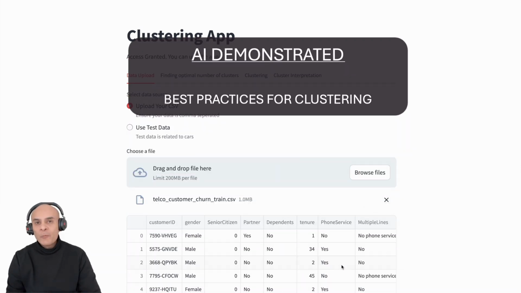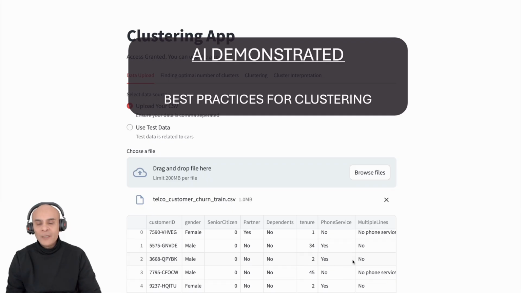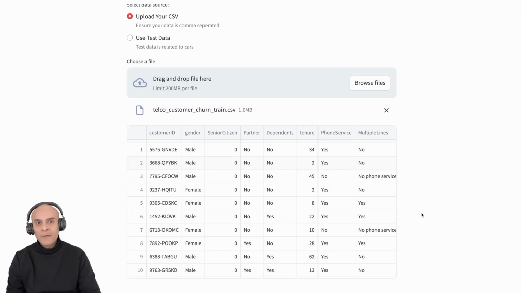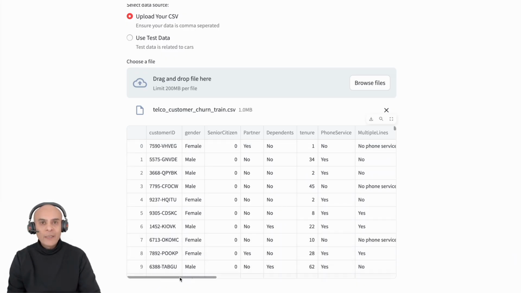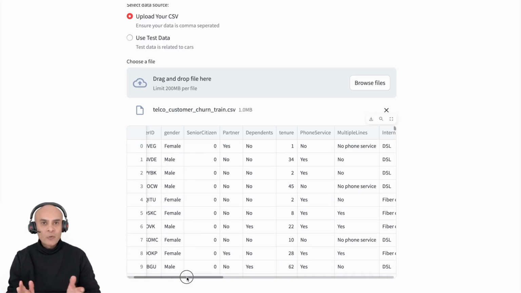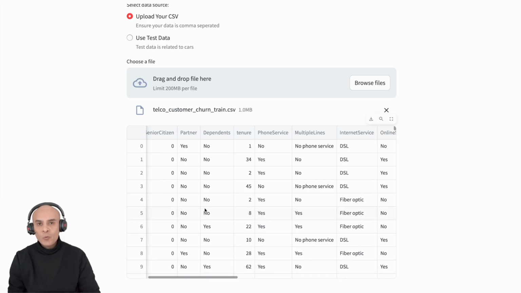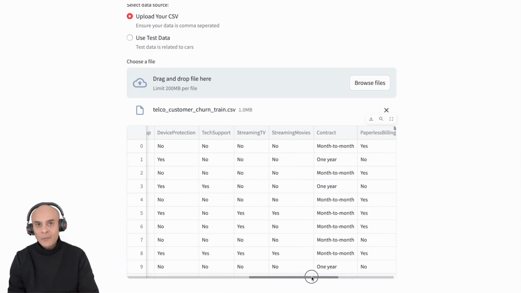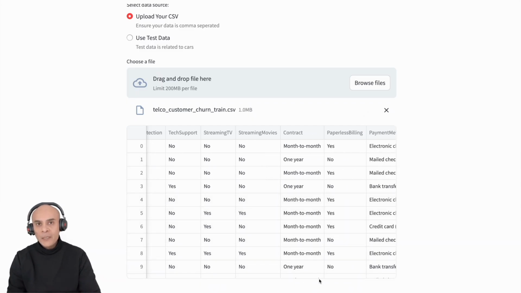In today's video, I'm going to talk about the best practice related to clustering and clustering interpretation. Let us start by first of all looking at the data which we'll be clustering on. This data corresponds to a telco customer data set, and as you can see, it has a lot of dimensions and many fields. The data corresponds to customers and their demographic information, as well as information on different services which the customer has, as well as the billing information.